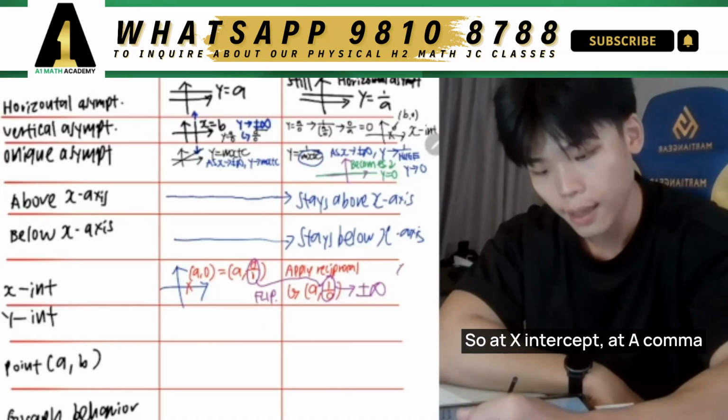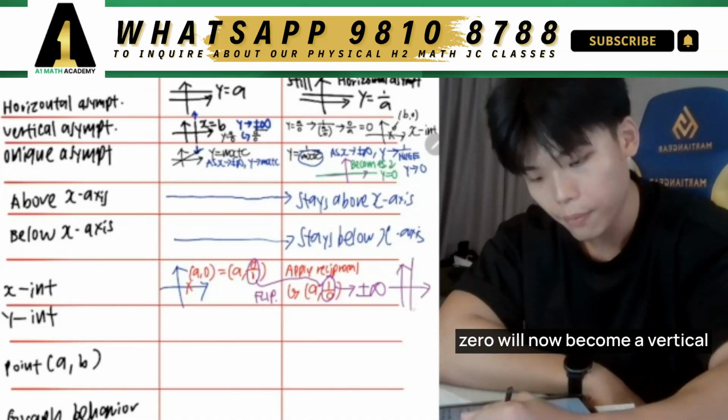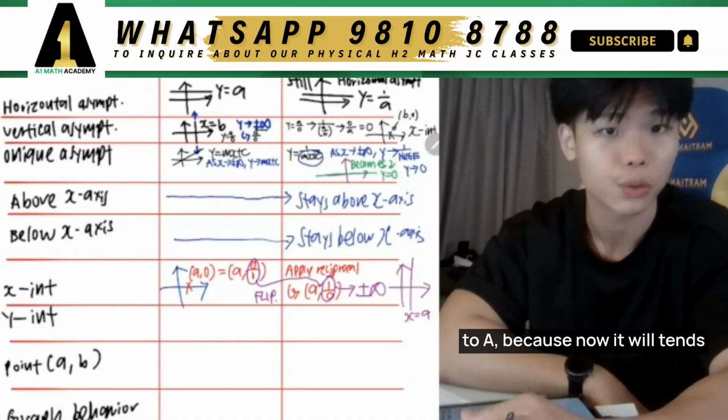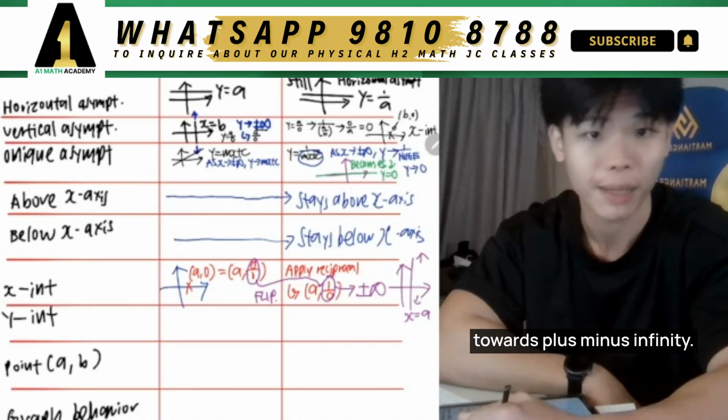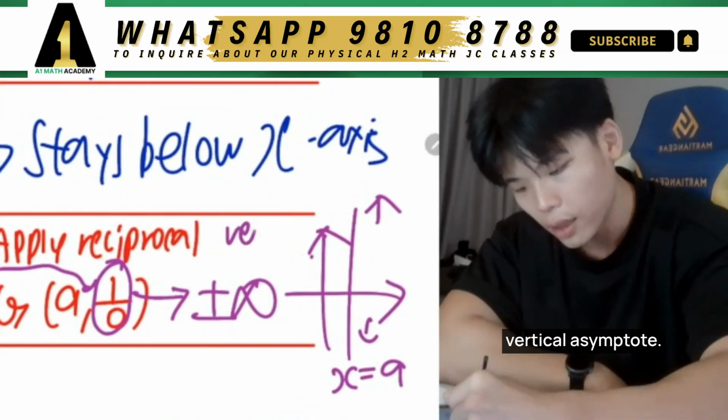So an x-intercept at a comma 0 will now become a vertical asymptote, which is x equals a, because now it will tend towards plus minus infinity. Okay, so this is our vertical asymptote.